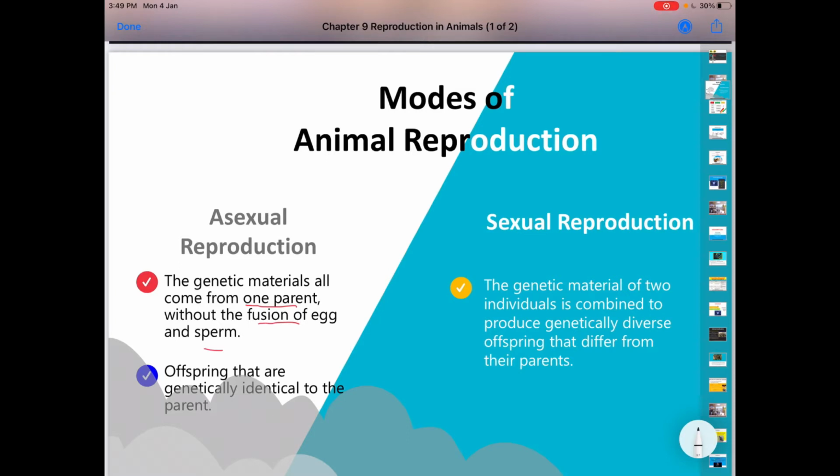For sexual reproduction, there must be a fusion of sperm and egg. Then they will produce the offspring. So the genetic material of their offspring is combined, okay, between the sperm and the egg from two parents, from the father and from the mother, and they are diverse in genetic material.